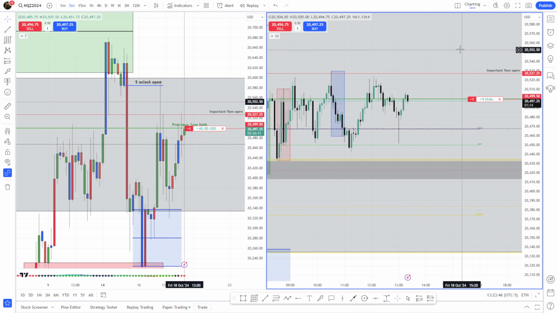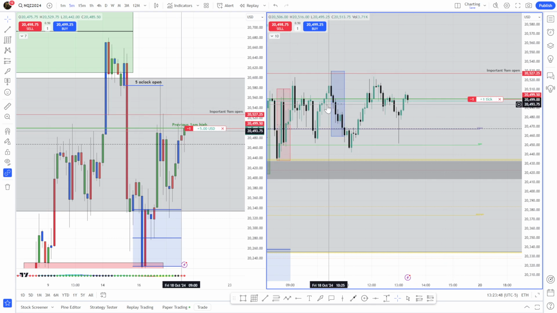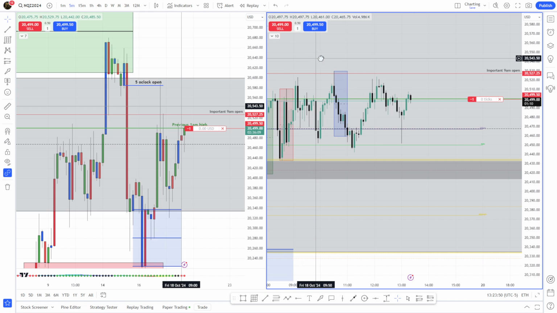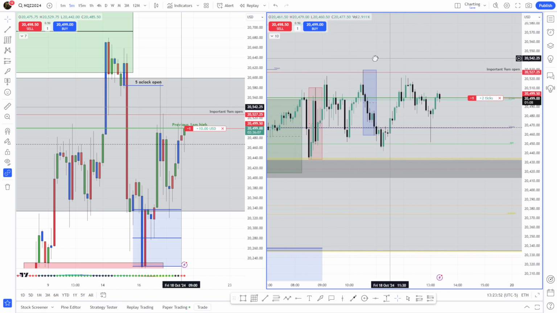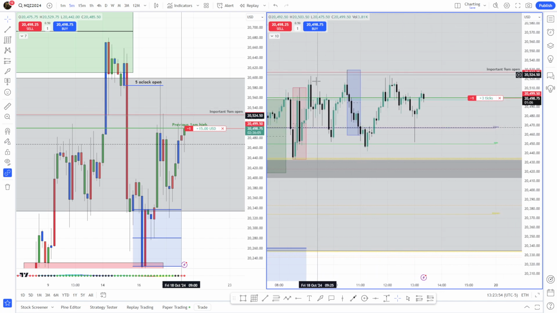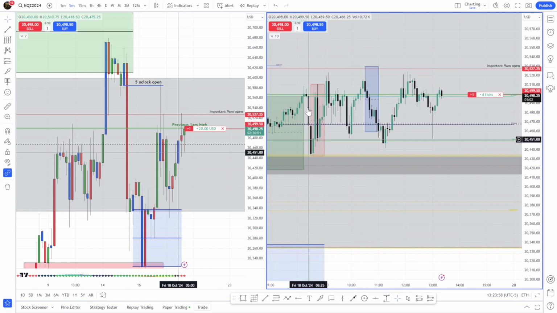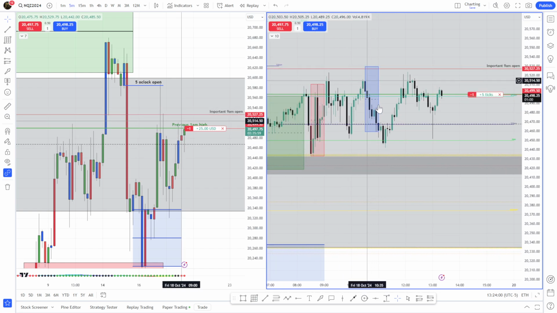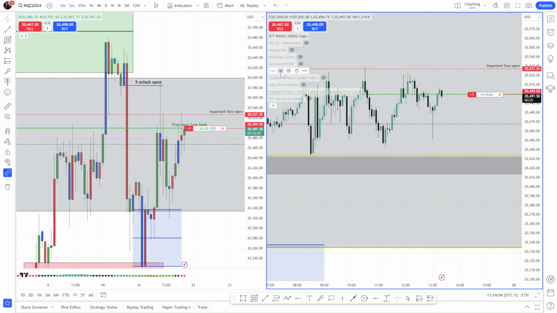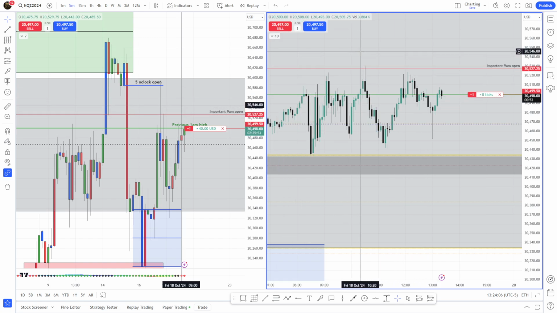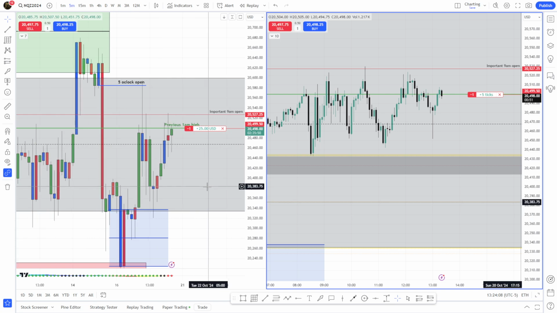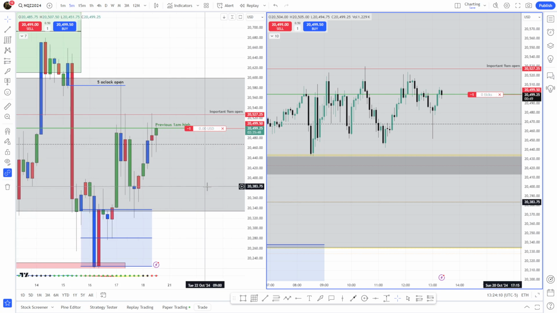Macro, ICT macro. These are going to be for all the TCM followers: overnight session, New York opening range, London close range. We're going to take that off. Okay, we're just going to look at the 4 hour.